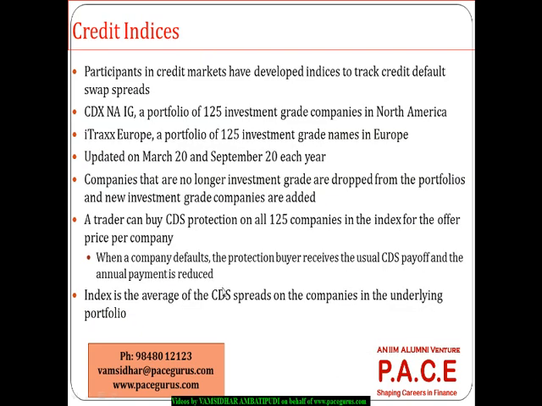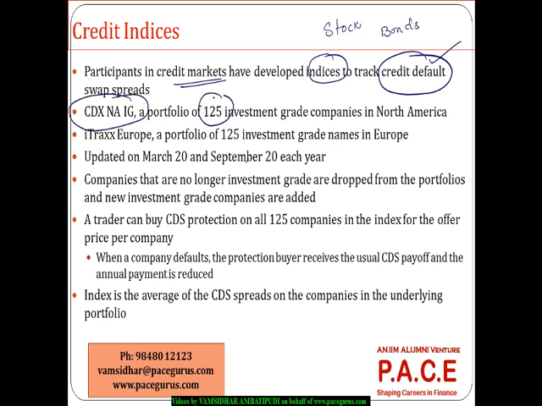Now, the next point which we are going to look at is credit indices, which are more for tracking the credit default swap spreads. The participants in the credit markets have developed some kind of indices, just like our stock index, just like bond indices. Today, we do have CDS indices also. Out of them, two are very popular: CDX NA IG, which is about 125 investment grade companies in North America, and iTraxx Europe, again 125 investment grade names in Europe.